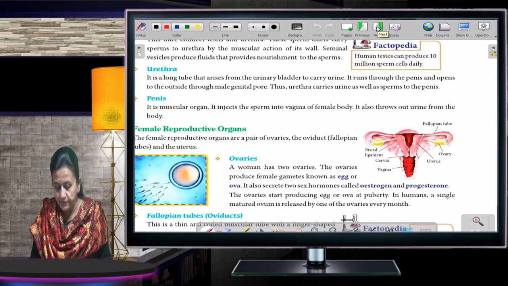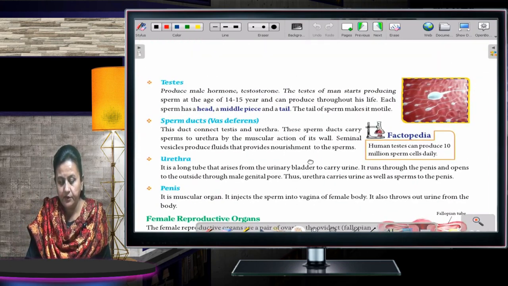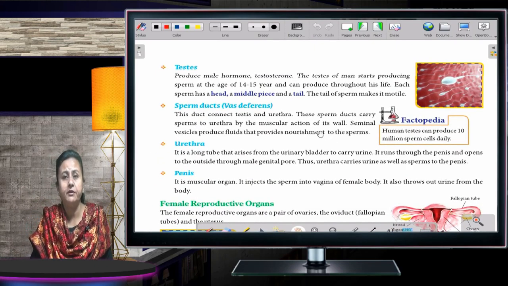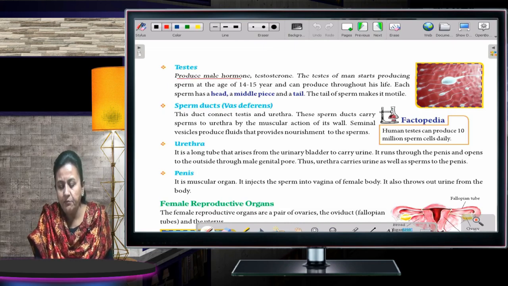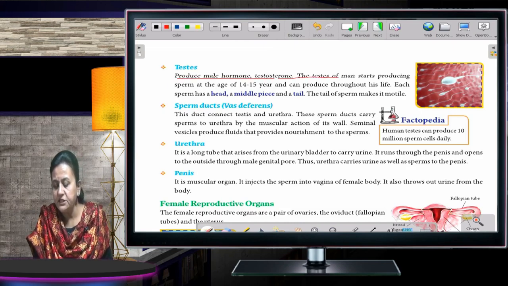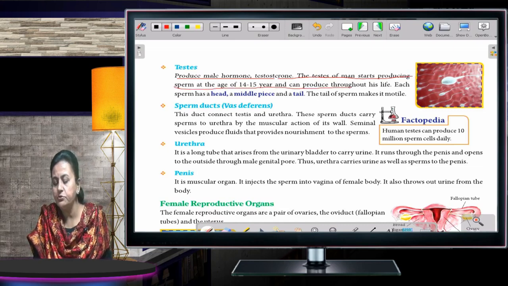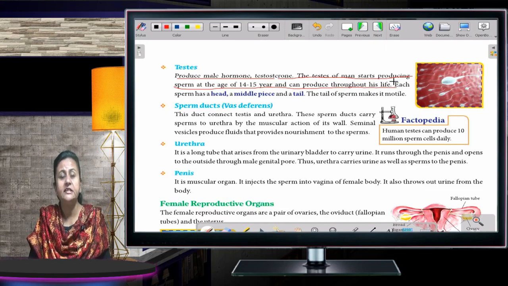Now I'll tell you about the different parts of the male reproductive organ. First is the testes. It produces the male hormone testosterone. The testes of a man start producing sperm at the age of 14 to 15 years and can produce throughout his life. At what age does it start? When the male child is 14 to 15 years, and it continues throughout his life.